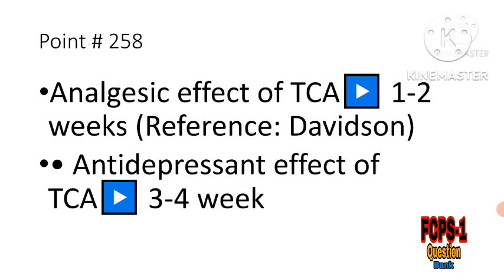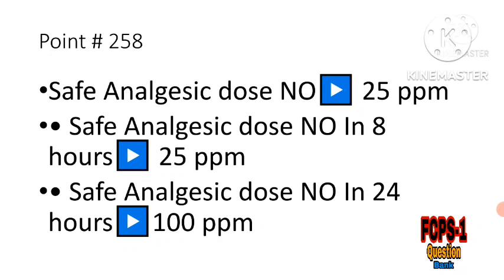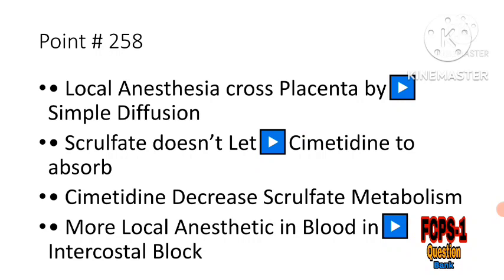Safe analgesic dose of nitrous oxide is 25 ppm. Safe analgesic dose of nitrous oxide in 8 hours is 25 ppm. And safe analgesic dose of nitrous oxide in 24 hours is 100 ppm. Next, local anesthetic crosses the placenta by simple diffusion. And sucralfate does not let cimetidine to absorb, and cimetidine decreases the sucralfate metabolism. So more local anesthetic in blood is present in intercostal block.